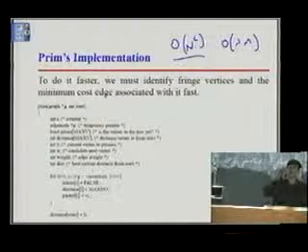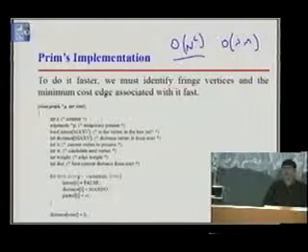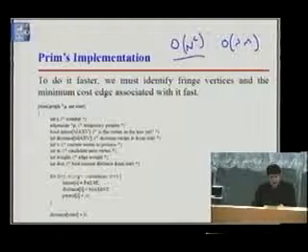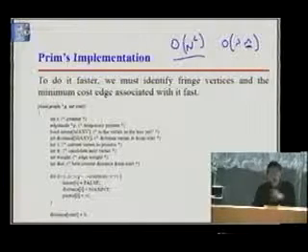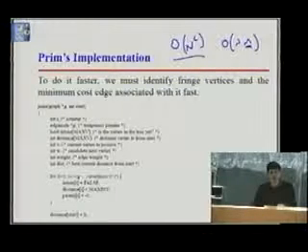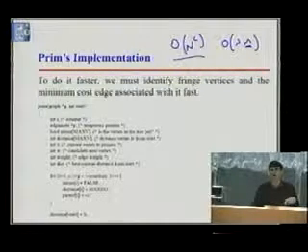Well, if it's a sparse graph, they're the same, right? I don't know that the graph is sparse. If the graph is sparse, the number of edges is linear in the number of vertices. My implementation is going to be the same as the one I just gave you.